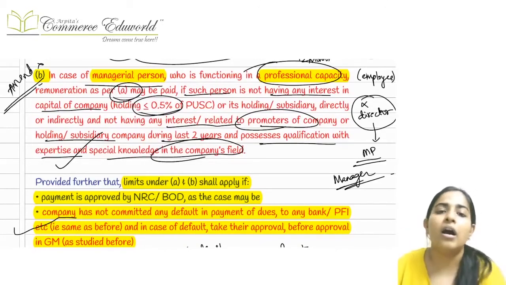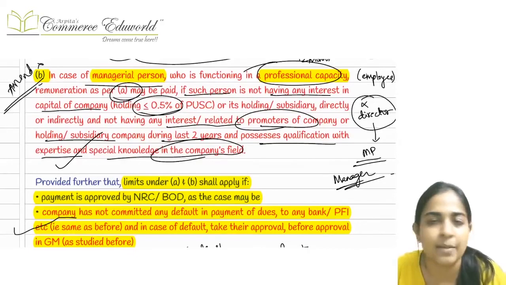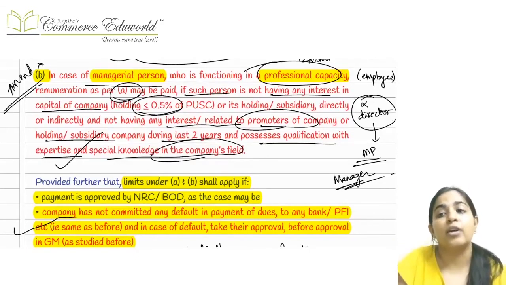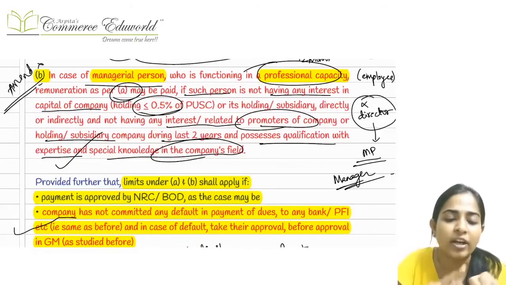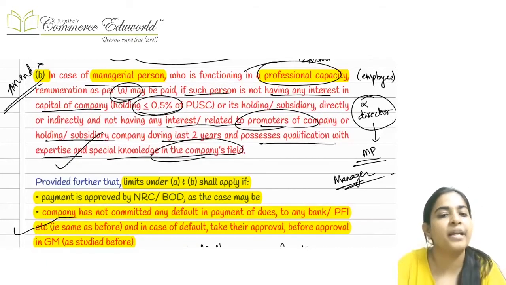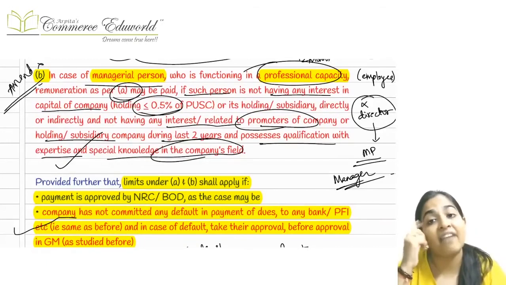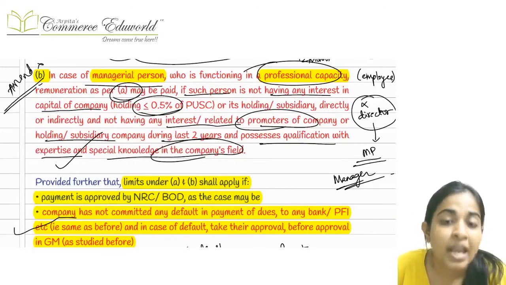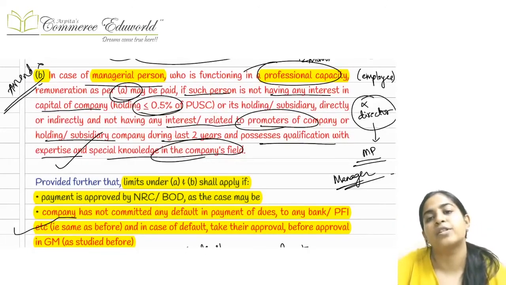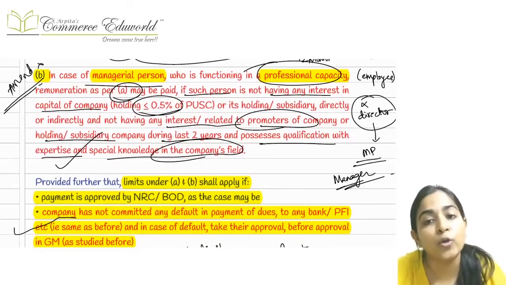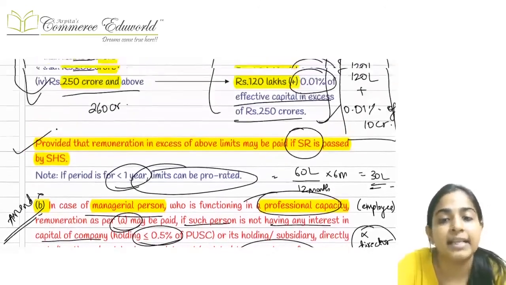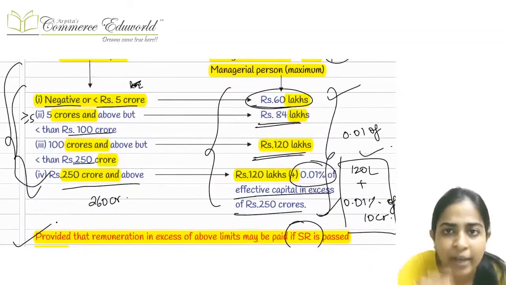But he is a managerial person who does not have any interest in the company. He is not related to any promoters of the company in the last 2 years, and he has good expertise and knowledge. Means he is a specific person whom we have kept in the company even during our bad times. Then if you want to pay any amount to him, even within the limits, since he is a managerial person, you can pay.